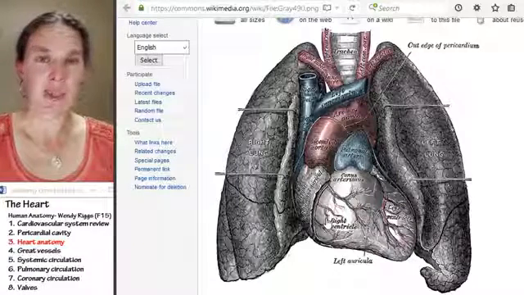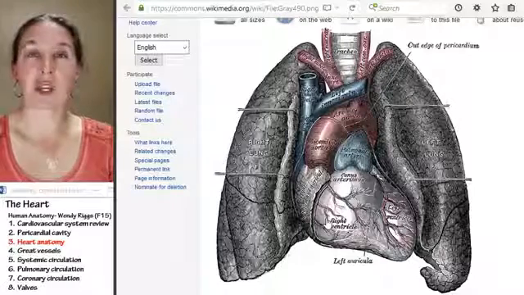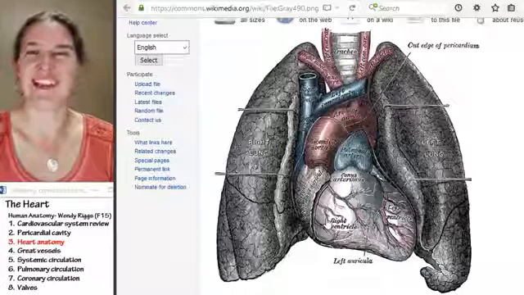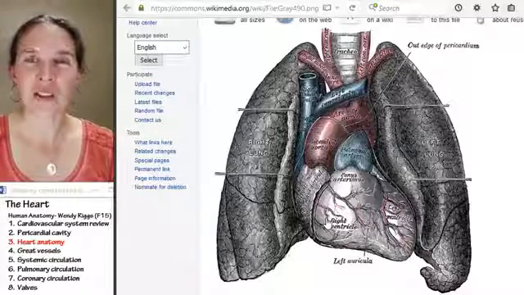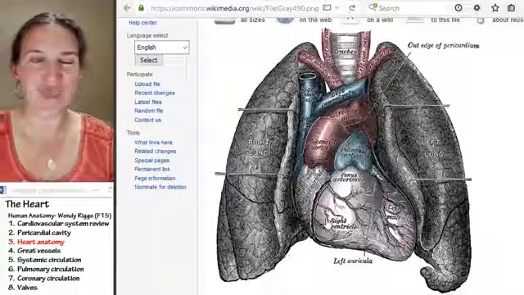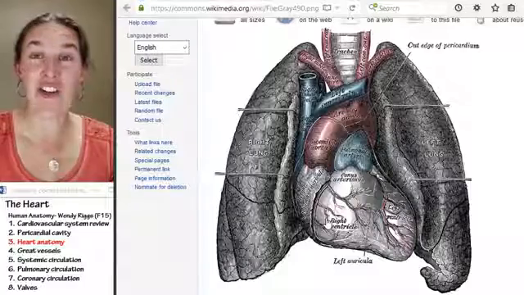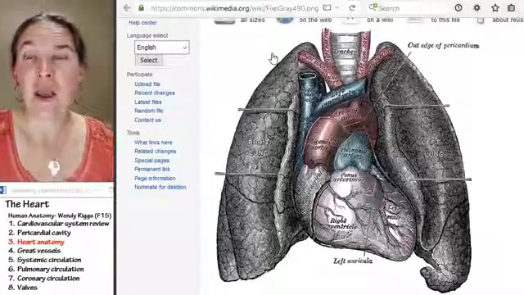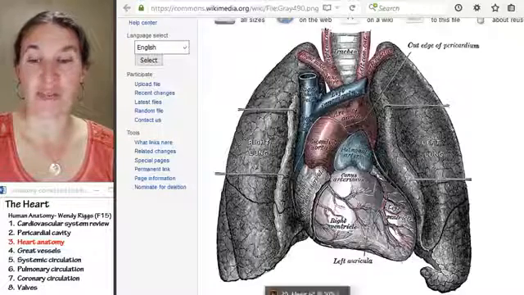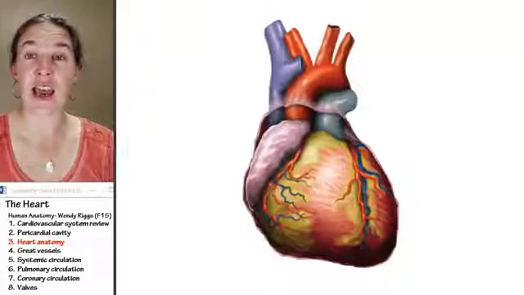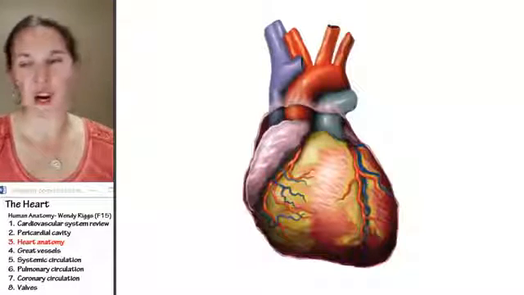In lab, when we dissect sheep hearts or pig hearts or whatever kind of hearts we can get our hands on, you will have to orient yourself for what is anterior and posterior on the heart, and that will certainly help you identify various heart structures. Okay, so let's start labeling heart parts.